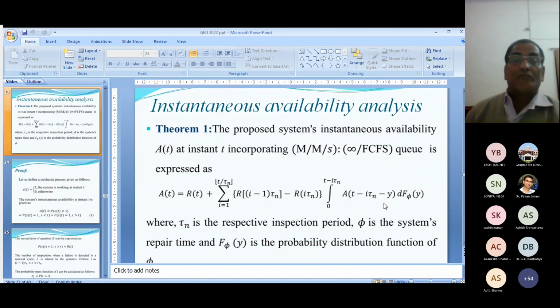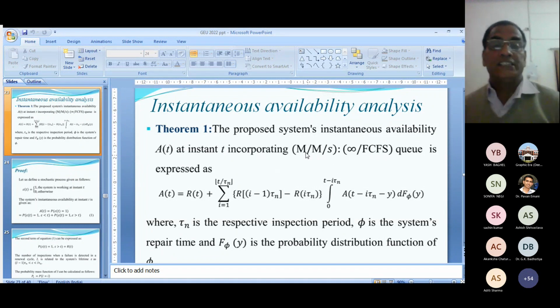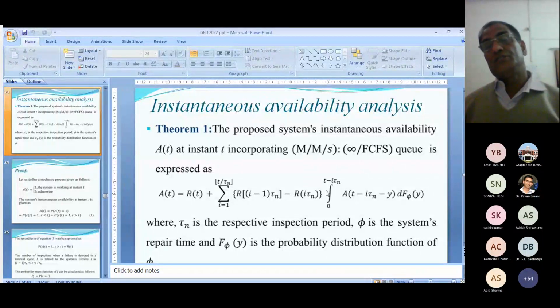See, with this, the theorem says the considered system, for the instantaneous availability A(t) at any instant t, incorporating this M/M/S infinity FCFS queue, is expressed as this: A(t) is equal to R(t) plus the summation over i from i to the ceiling function of R, of the integral from (i minus 1) tau n to i tau n, 0 to t, of the availability of t minus i tau n. It's not iota, sorry, it is i tau n minus y, dF phi(y).